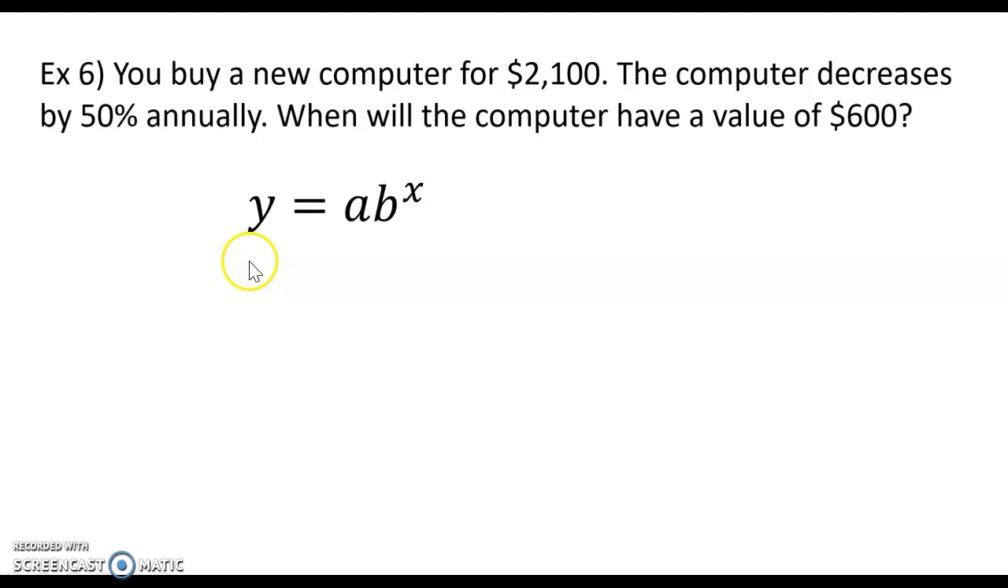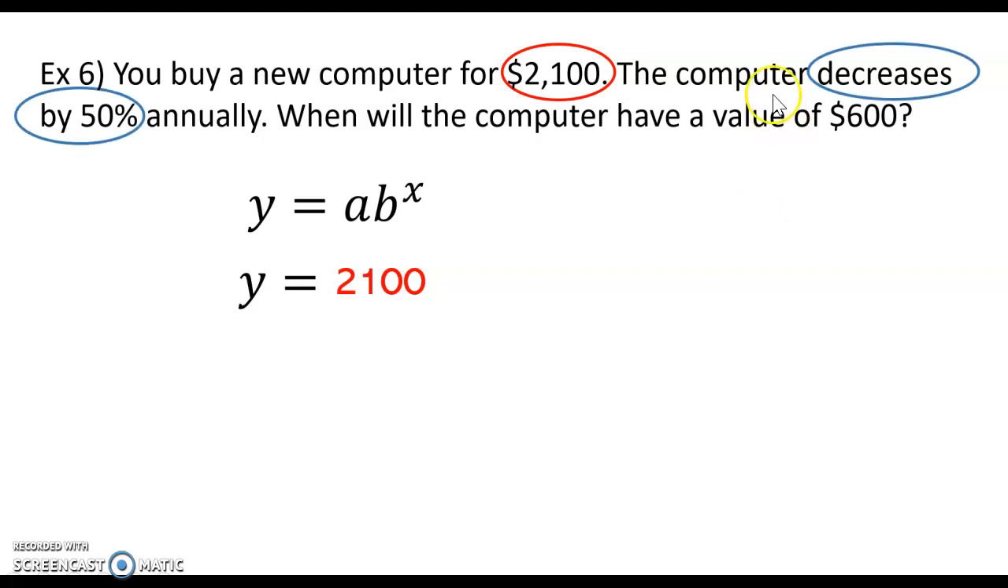The exponential equation is y equals a times b raised to the x power. The initial value is $2,100. Now we look to substitute the value of b. In the word problem, it states that the computer decreases by 50%, which indicates the b value should be a decay value, which is going to be 1 minus 50%. And when you change 50% to a decimal, it becomes 0.50.